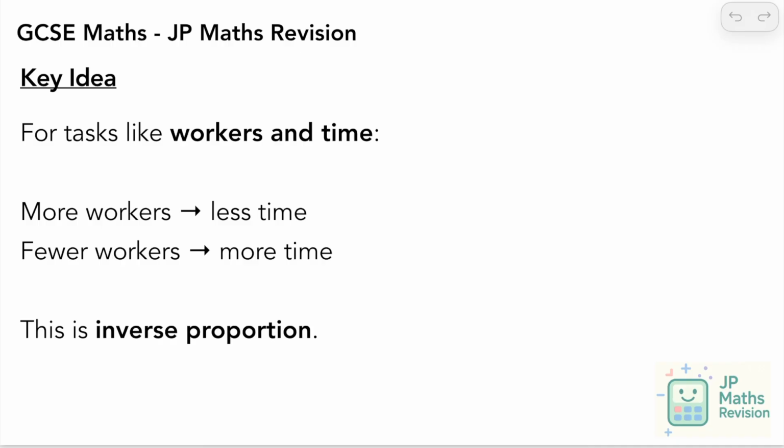So the key idea, for tasks like workers and time, the more workers we have, the less time a task is going to take. So if we have fewer workers, it's going to take more time. So this is the concept of inverse proportion. So as one thing goes up, another thing goes down. So more workers, less time.